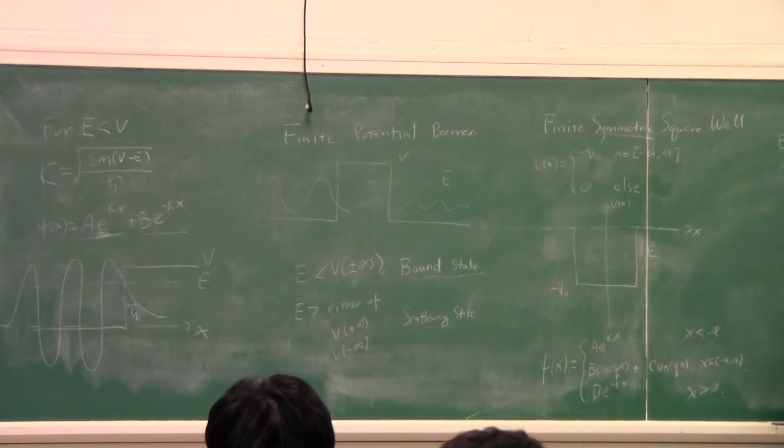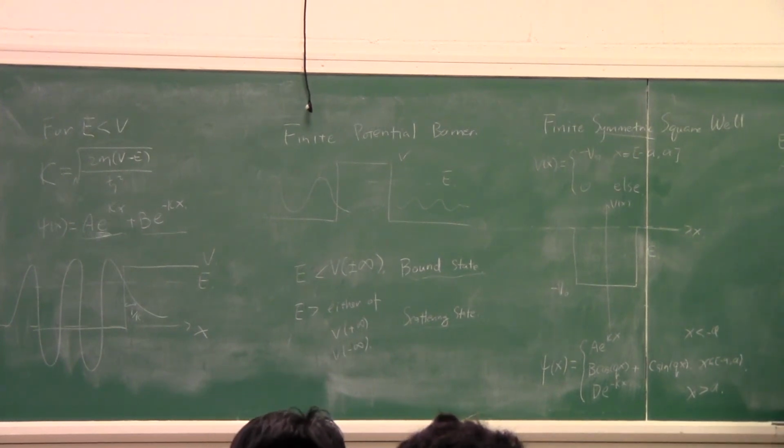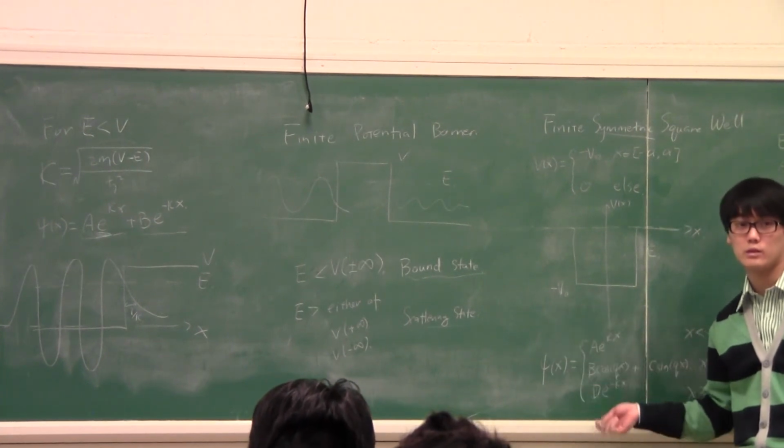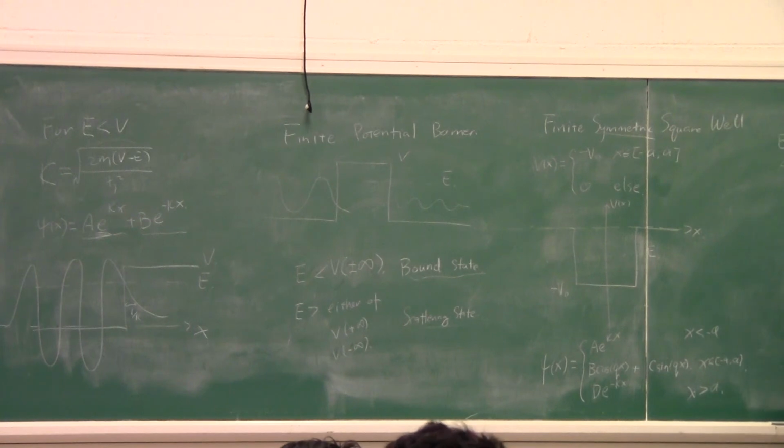So let's consider even solutions now. Since we've already obtained 2 relations between these constants, we only need 2 more boundary conditions. So let's apply the boundary conditions here to fix the other constants. Let's apply the boundary condition at minus a. First of all, continuity in the wave function itself.